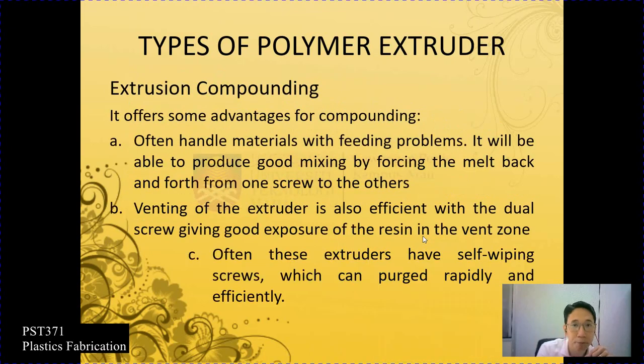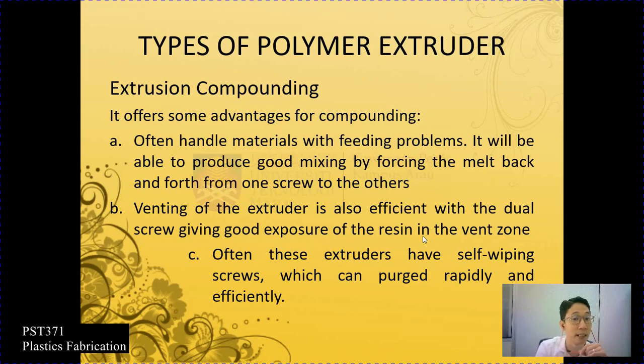Okay. It offers some advantage for compounding. Often handle material with feeding problem, it will be able to produce a good mixing by forcing the melt back and forth from a screw to the other. And then we have venting of the extruder is also efficient, with the dual screw giving good exposure of the resin in a vent zone. Okay, often these extruder have self-wiping screw which can purge rapidly and efficiently.